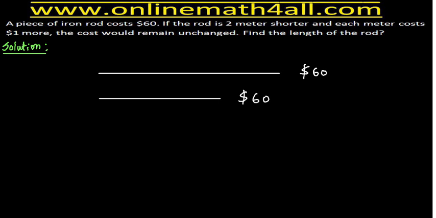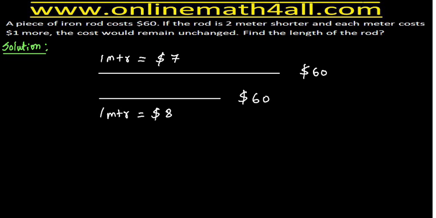Okay students, now to have a clear understanding of the point $1 more, I just assume 1 meter costs $7 for the original rod. And here the students may have a question, sir, how do you get $7 for 1 meter? It is not given in the question. Just for an example, I have taken the cost of 1 meter of the original rod as $7. So if the cost of 1 meter in the original rod is $7, definitely the cost of 1 meter in the second rod, which is 2 meters shorter, will be $8. So this is what they are coming to mean.